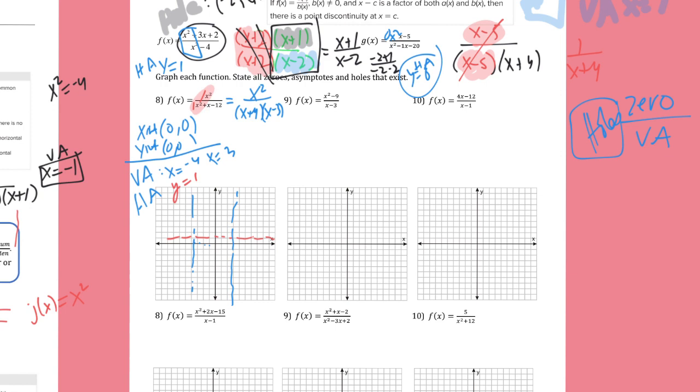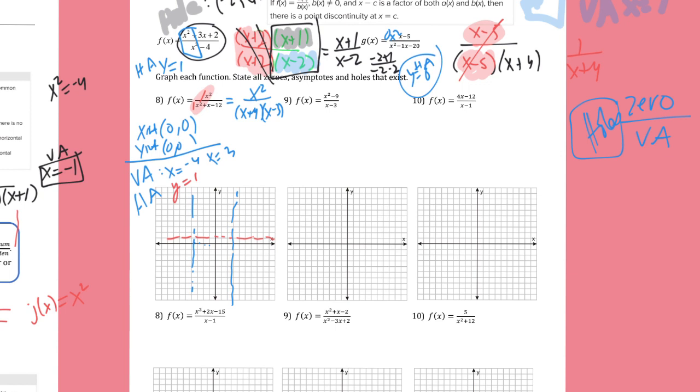And then we'll check to see, is there a slant asymptote? No, the degree of the numerator is not one higher than the bottom, so making a division problem on this doesn't make sense. And there are no holes, because there are no common factors on top and bottom.